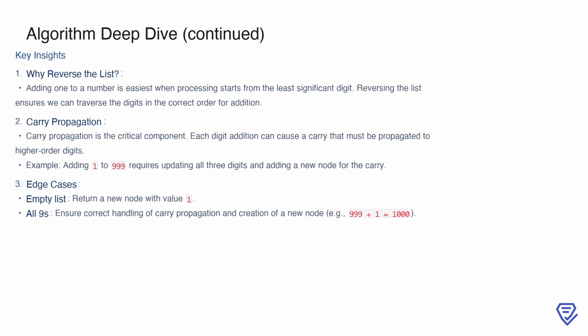Handling edge cases is also important. For an empty list, we simply return a new node with the value 1, as there are no existing digits to process. For numbers like 999, where all digits are 9, the algorithm ensures that the carry is correctly propagated and a new node is added to handle the overflow, resulting in the correct representation of 1000.